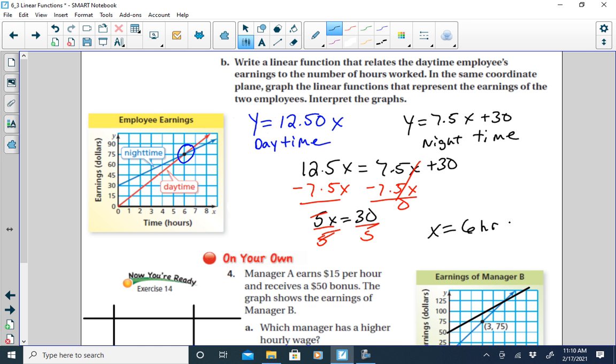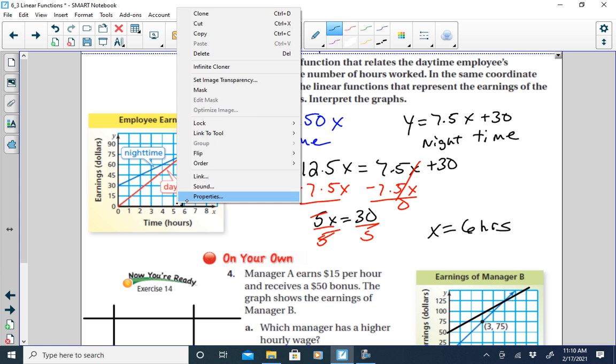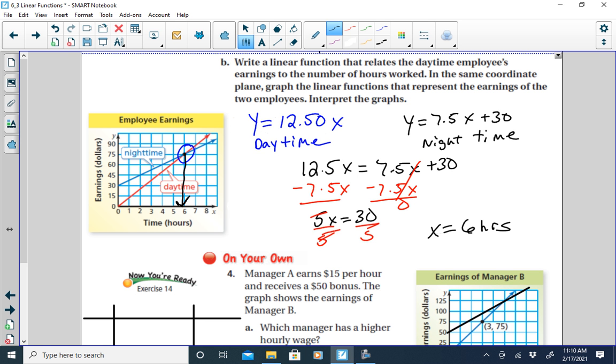And that's what we see on the graph. The 6 hours here. If I come down here, we have the 6 hours, and that's what we see here. At 6 hours, they make the same amount of money. This would be the break-even point, if we're talking about it as a system, where they both make the same. But after 6 hours, the daytime employee would make more than the nighttime employee.